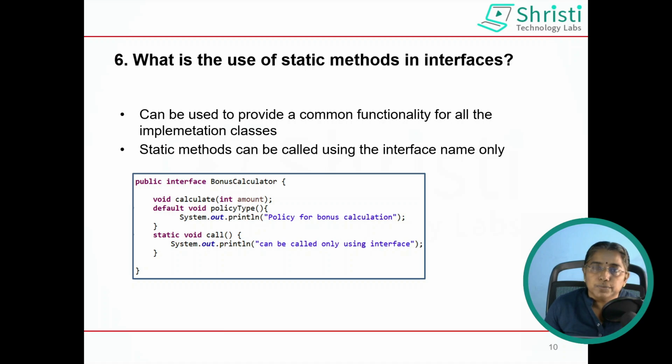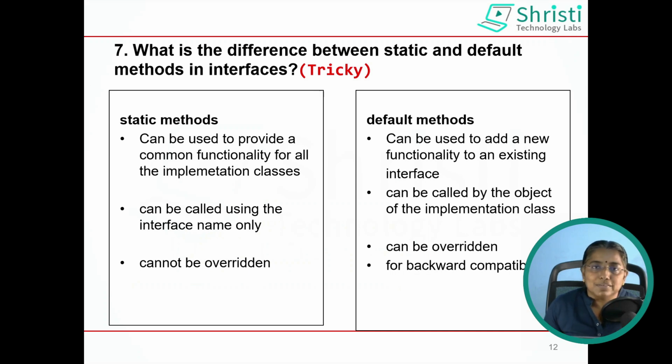I always get one interview question. What is the difference between default method and static method and when to use them? So, let us see that question. This is a tricky question. Static methods. Whenever you want to provide common functionality across all the implementation classes, use only static methods. Whenever you want to add a new functionality to an existing interface, or you want to provide backward compatibility to an existing interface, plus you want the implementation classes to override and implement it to give their own functionality, use default methods. So, default methods are used for providing new functionality to an existing interface or to provide backward compatibility.